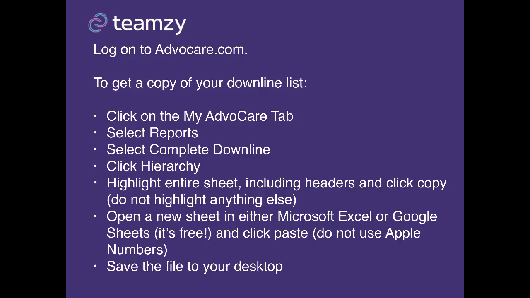Now open up a new spreadsheet, either in Microsoft Excel or Google Sheets. Google Sheets is free, so if you don't have Excel, you can use Google Sheets. You just go to sheets.google.com and paste it in there. For you Mac users like me, we're not going to use Apple Numbers, because it doesn't do what we need it to do for this. And then save that file to your desktop.